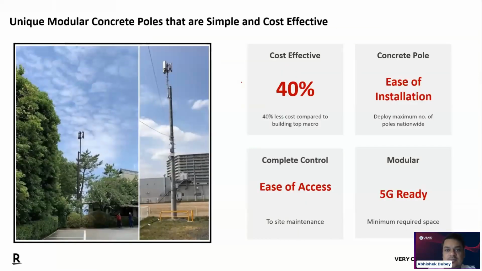Okay, now let's come to the cost-effective and simple installation with the concrete pole. This is the concrete pole which we generally use for our deployment, because this is cost effective. It's 40% more cost effective than other mediums that you can use for a site deployment. If you want more height, then you can use one extension and connect your microsites.